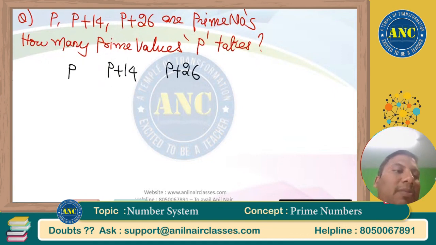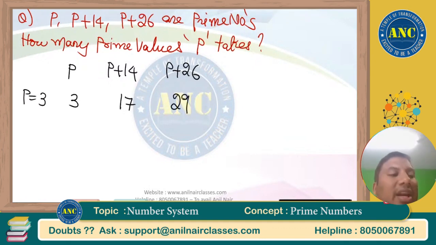The lowest prime number is 2, which does not work. P equals 3: 3 plus 14 is 17, 26 plus 3 is 29. The next prime number is 5: 5 plus 14 is 19, and 5 plus 26 is 31.